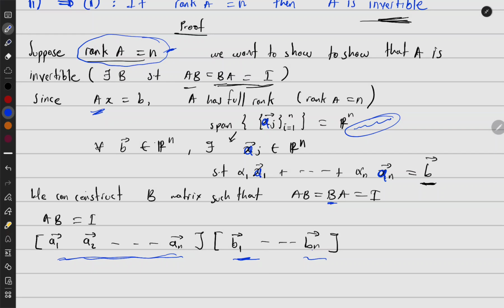So therefore this implies that this is equal to I. So we span these vectors in B using the vectors in A in such a way that the matrix B that we are going to form takes us to I. We can just construct it.